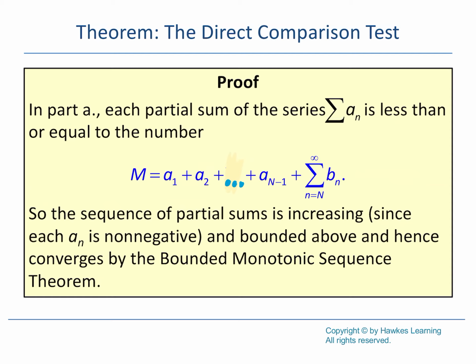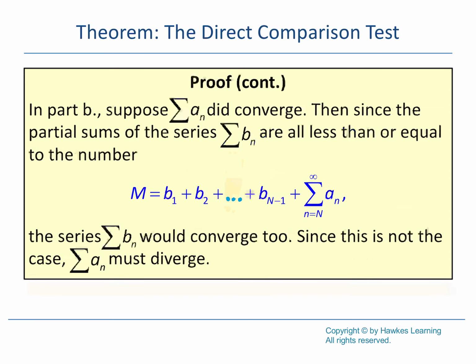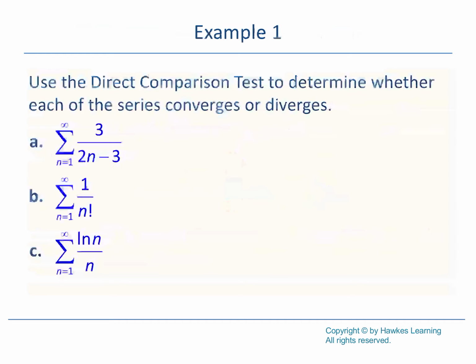There's a small proof here talking about part A. We can say that a_n converges due to the bounded monotonic sequence theorem, looking at the partial sums and stuff. And this one, this is the divergence part. It's not a huge deal. Let's take a look at some examples.